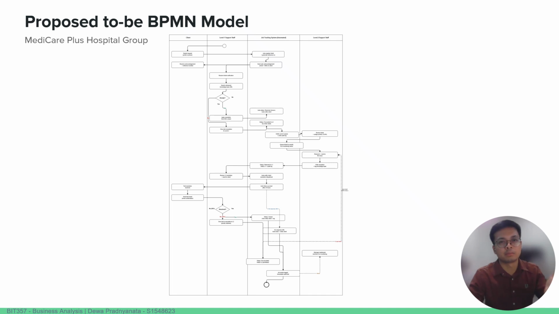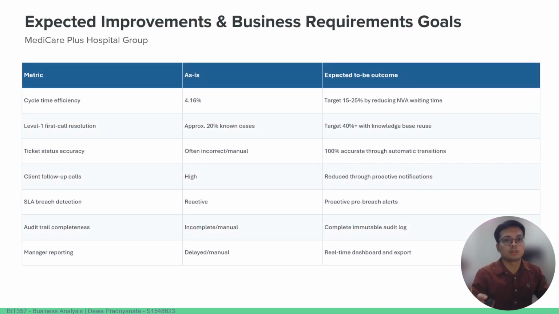This is the BPMN To-Be model diagram. This is the workflow after applying the proposed changes. The slide summarizes the expected improvement for the To-Be process, as you can see here.